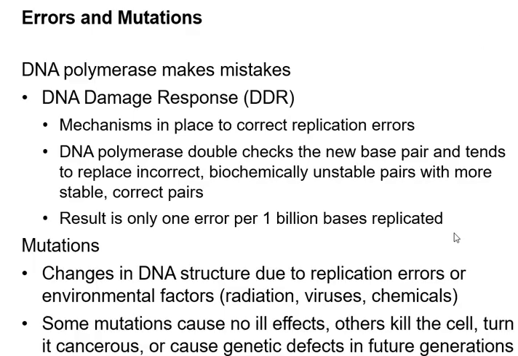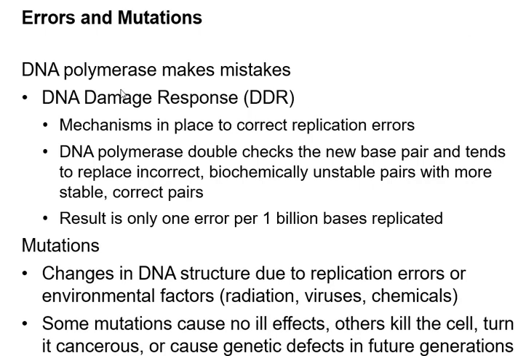Every time your DNA replicates, you're going to have about one error every 1 billion bases. And you think, well, that's not very much. But then you have to think how many billions of bases you have that make up your 46 chromosomes. So luckily, there are enzymes, DNA polymerase is one of them, that will fix places where it can find errors in replication.